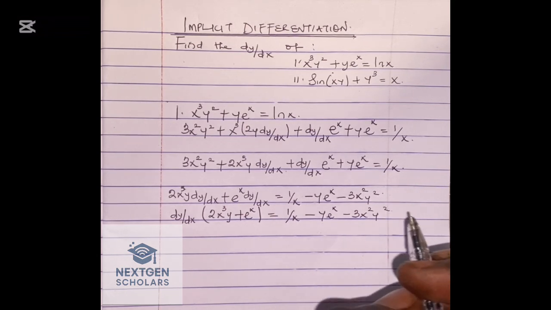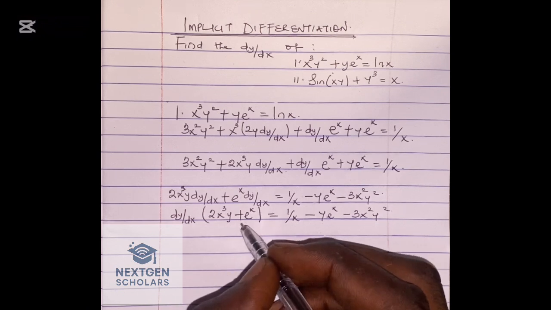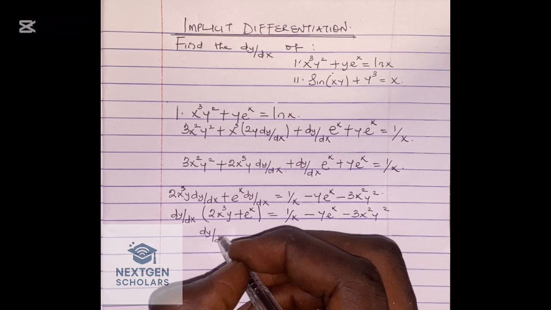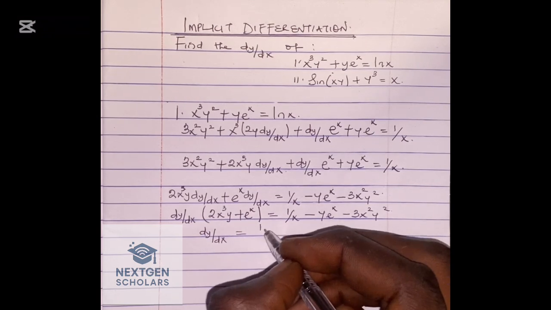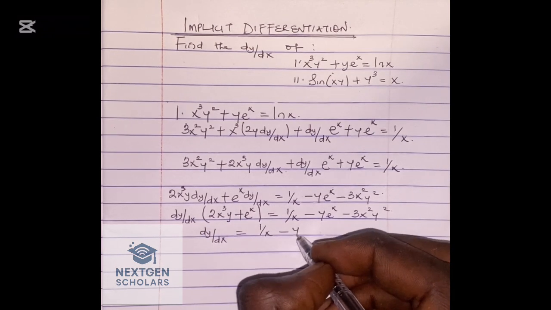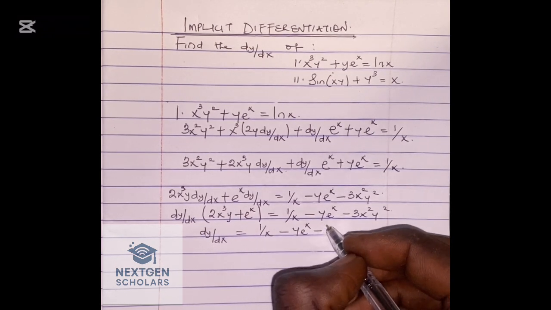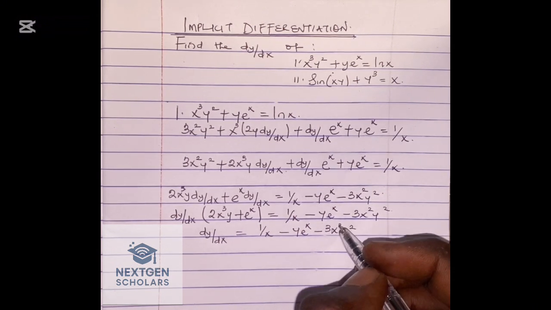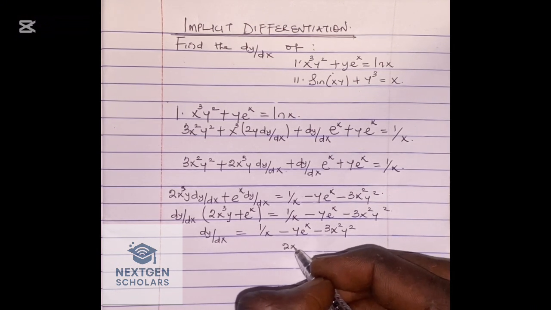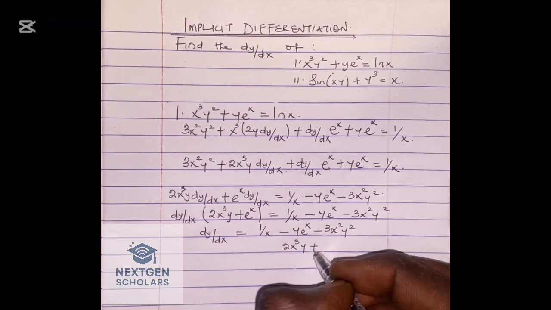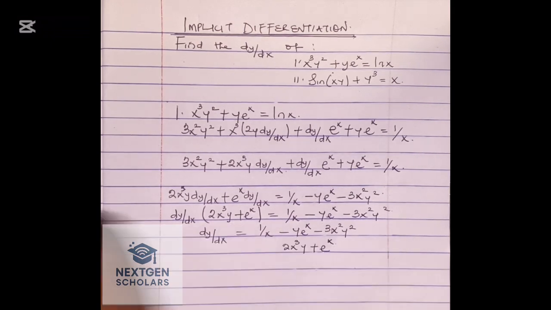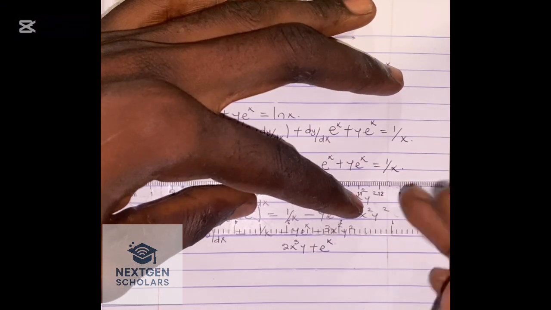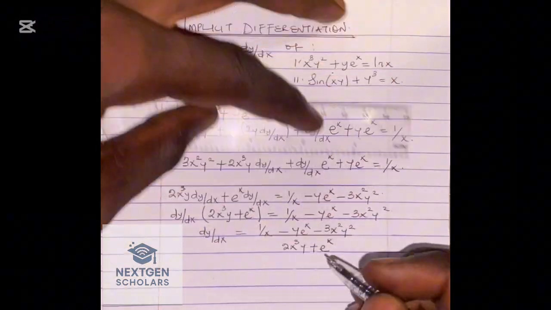The next thing we do here is divide both sides by this, so we get our dy dx. So dy dx is equal to 1 over x minus y e to the x minus 3x squared y squared, all divided by 2x cubed y plus e to the x. So that is the answer to the first question.